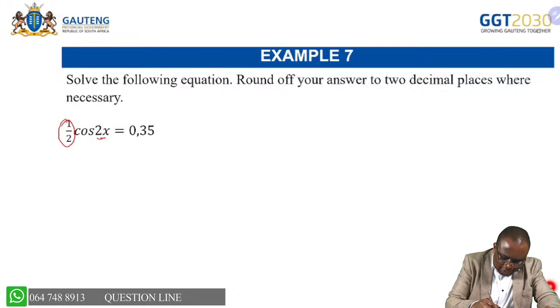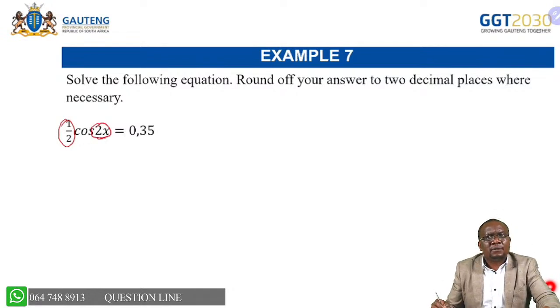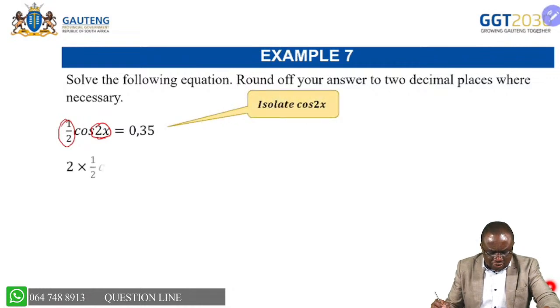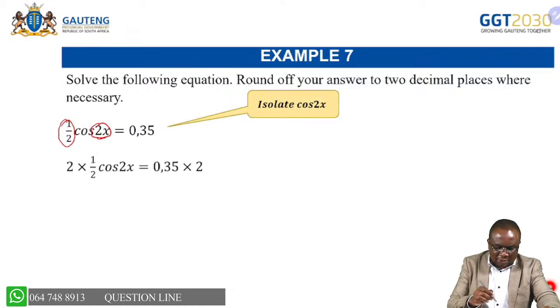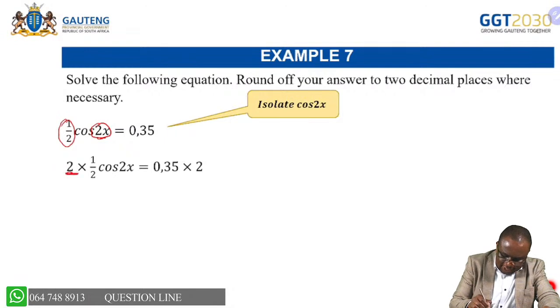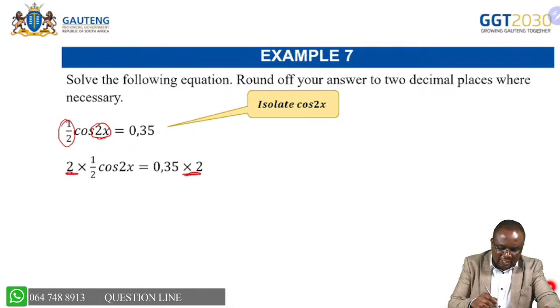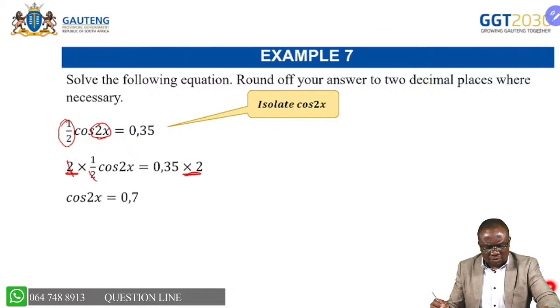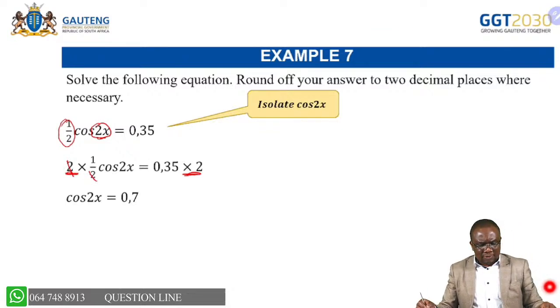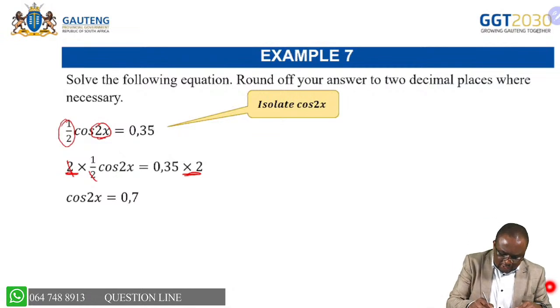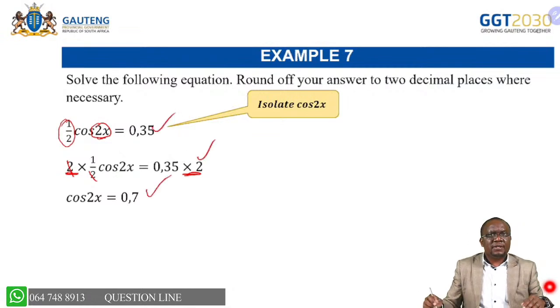Our angle is 2x. So isolate 2x. We've multiplied by 2 this side, and multiplied by 2 this side. And then 2 into 2 is 1. Then we remain with cos 2x. Can you write this one down? Please write these 3 down. This and this and this. Write them down.